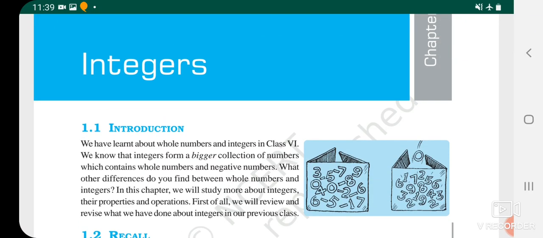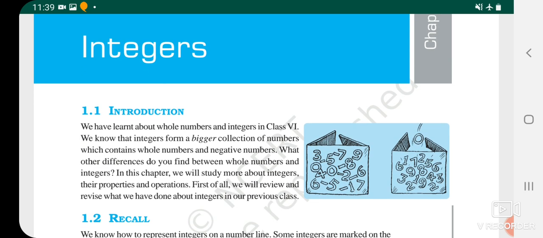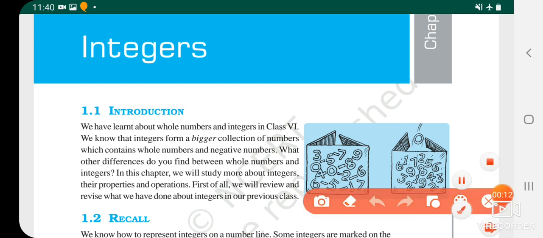So today I am starting chapter one, integers. So firstly, what are integers? We have to discuss the integers. Let's see the introduction. We have learned about whole numbers and integers in class 6. That means we already know what integers are. Integers are a bigger collection of numbers which contain whole numbers and negative numbers. That means in integers we also include whole numbers and negative numbers.